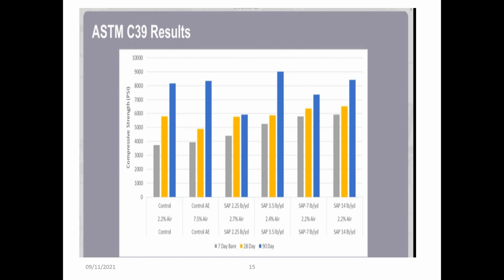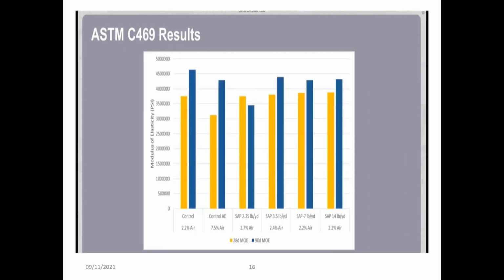Here we can also see that variation at 7 days was more, so we tried to ignore this 7 days strength, and now we are going to show the 28 days and 90 days strength on another graph. Here also we can see at a particular value of SAP and less air entrainment, it shows a positive result comparable to that of the control environment containing the air entrainment technique.